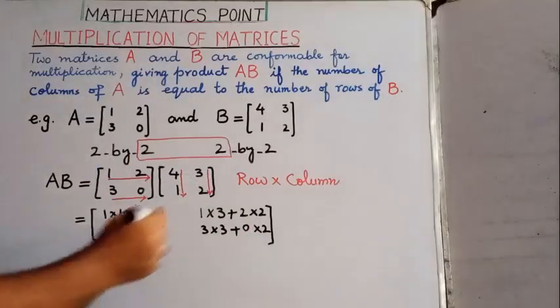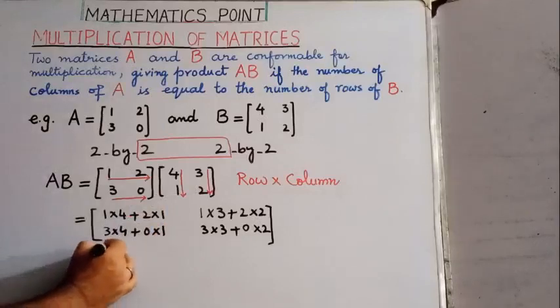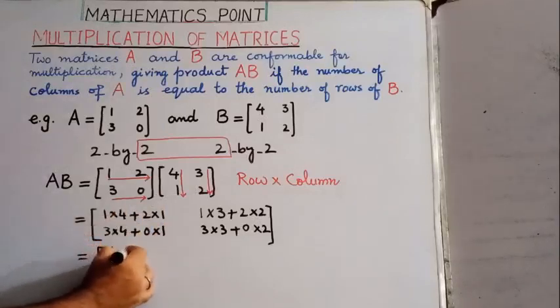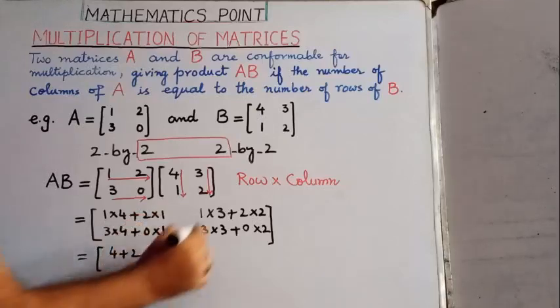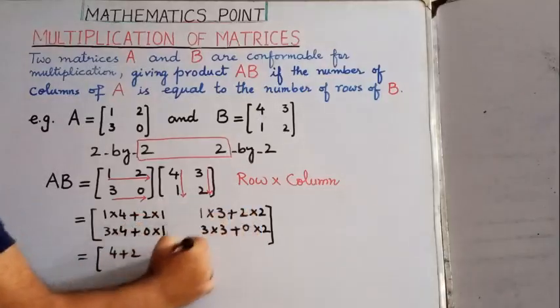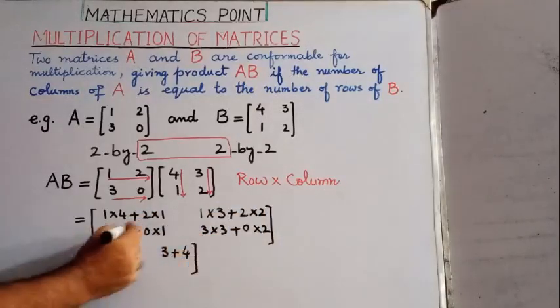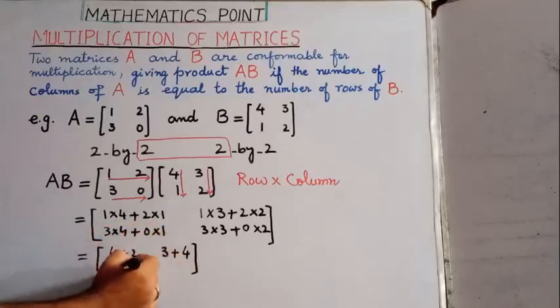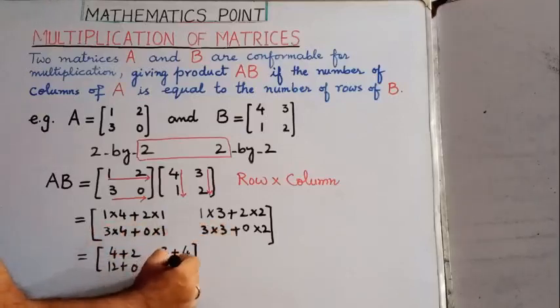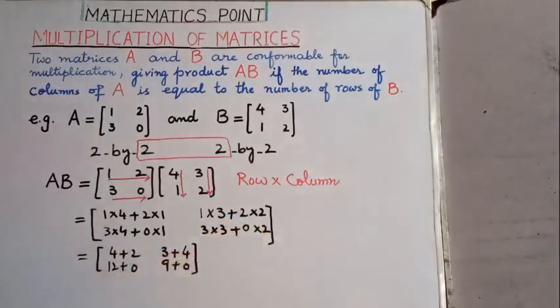Now students, in the next step, 1 into 4 is 4 plus 2 into 1 is 2. 1 into 3 is 3 and plus 2 into 2 is 4. 3 into 4 is 12 plus 0 into 1 is 0. 3 into 3 is 9 plus 0 into 2 is 0. Now add these elements. 4 plus 2 is 6. 3 plus 4 is 7. 12 plus 0 is 12. 9 plus 0 is 9.